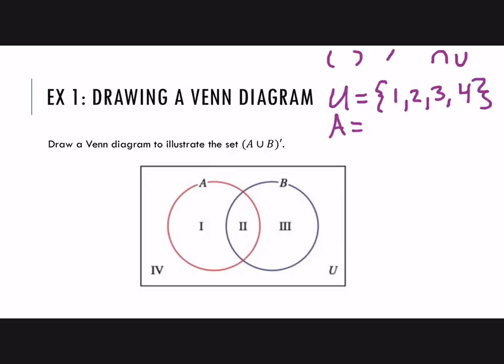Then set A, all right, which regions are part of set A? All right, that's regions 1 and 2. And then set B. B is made up of regions 2 and 3.